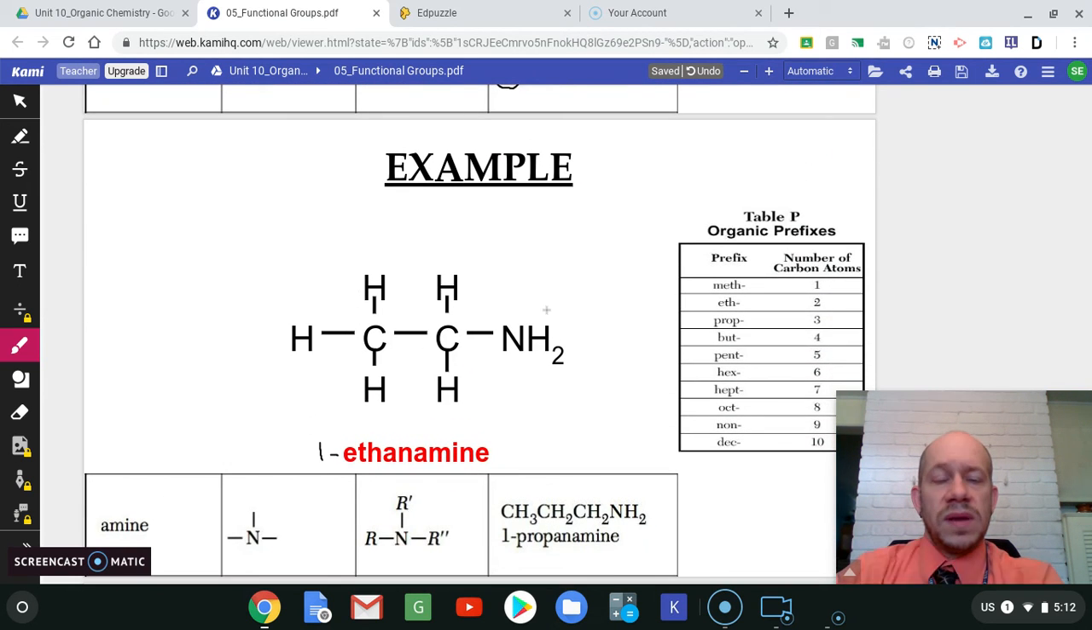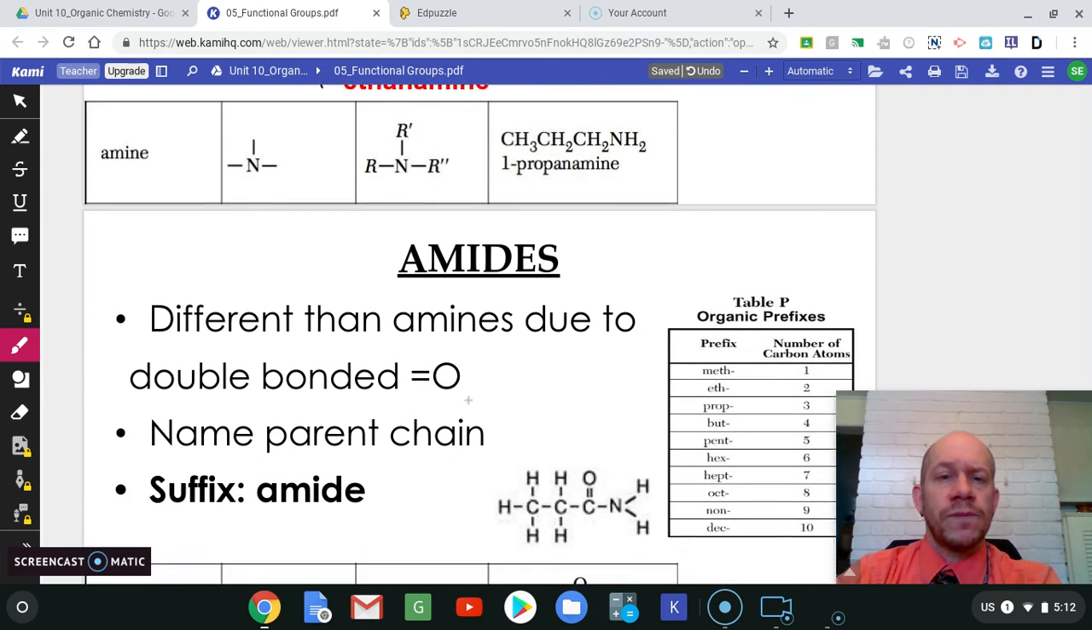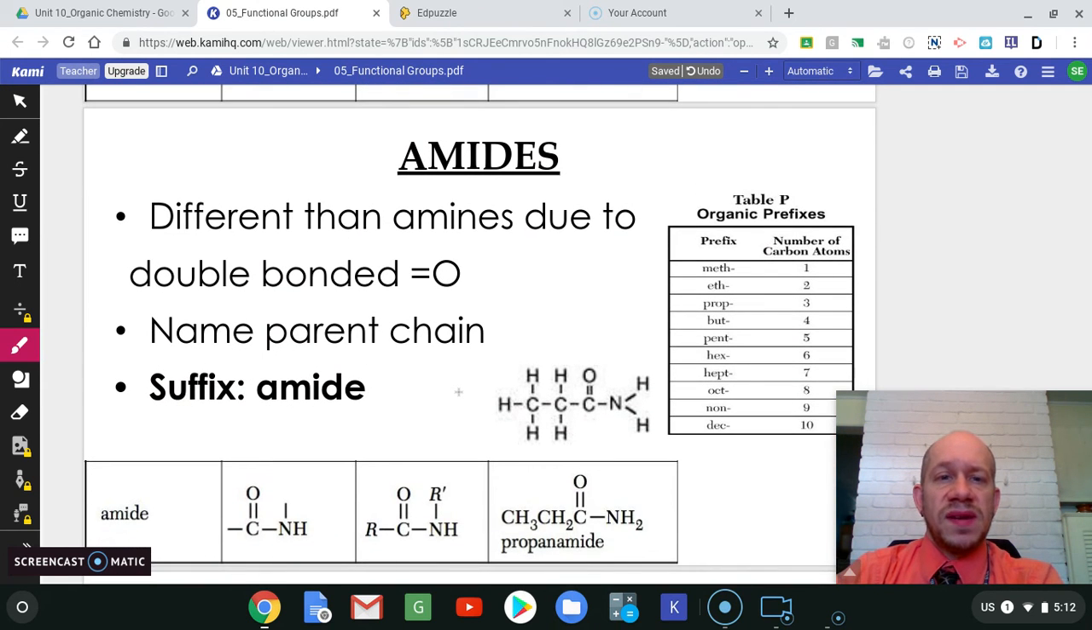Amides are different than amines due to the double bonded O. So they have the NH2 with a double bonded O. Name the parent chain. 1, 2, 3 carbons. So that's propanamide. I'll add the suffix. My second example, name the full chain. 1, 2, 3, 4. So that's butanamide with the double bonded O.